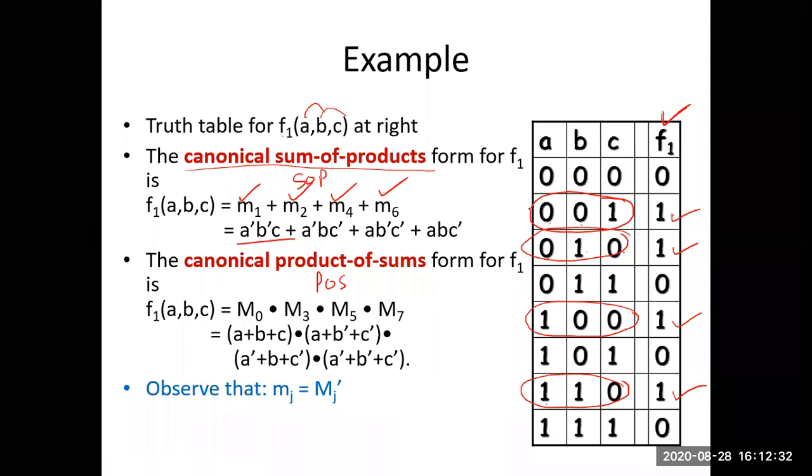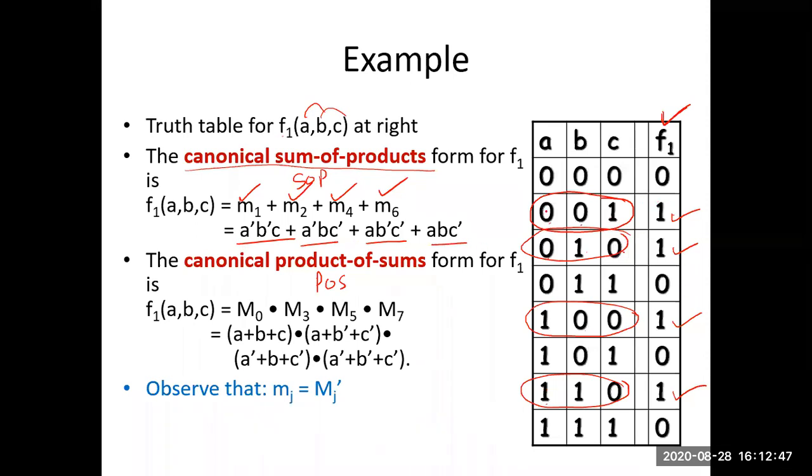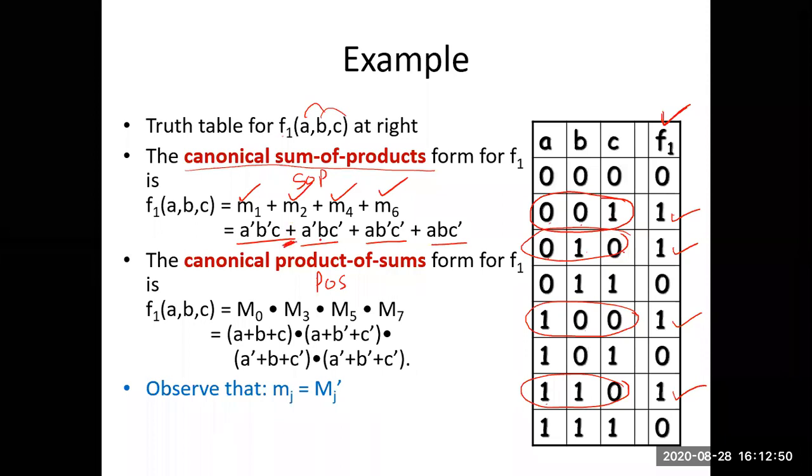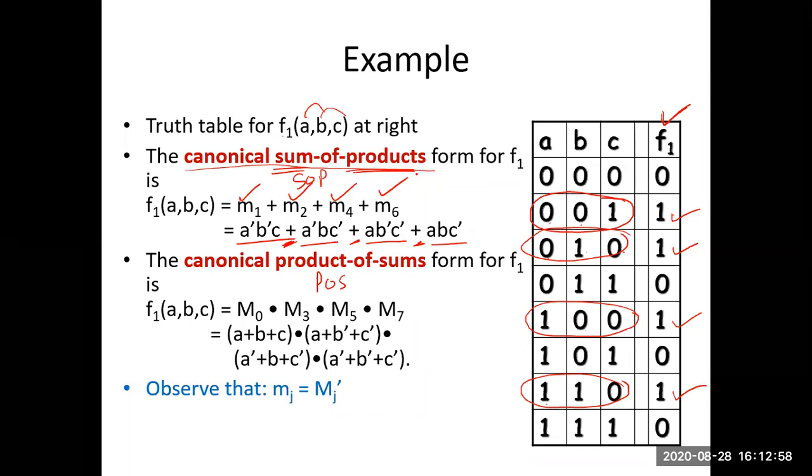The second one is 0 1 0, which means a bar, b, c bar. Wait, as stated: 0 1 0 means a bar, b, c. So this is a bar, b, c. Third is a, b bar, c. Fourth is a, b, c bar. After writing these four combinations, we include a plus in between all these minterms, because this is basically sum of product or sum of minterms. And I am writing my expression of f1 as a sum of minterms, or sum of product, or SOP form.